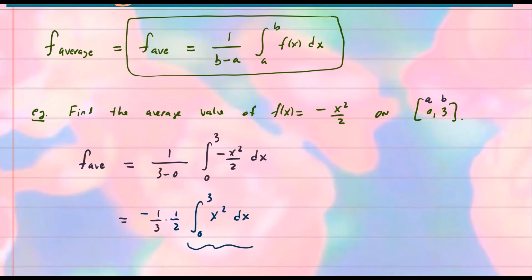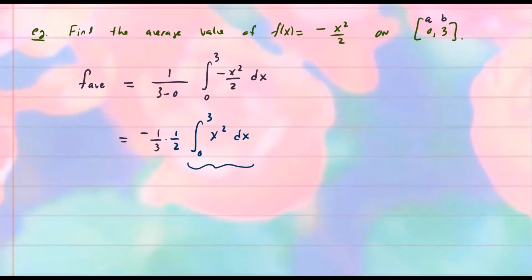So now let's integrate this. This is a definite integral. You'll use the power rule of integration to integrate that. So we have negative 1 over 6. When we integrate x squared with respect to x, you get x to the third over 3, and we're going to take it from 0 to 3.